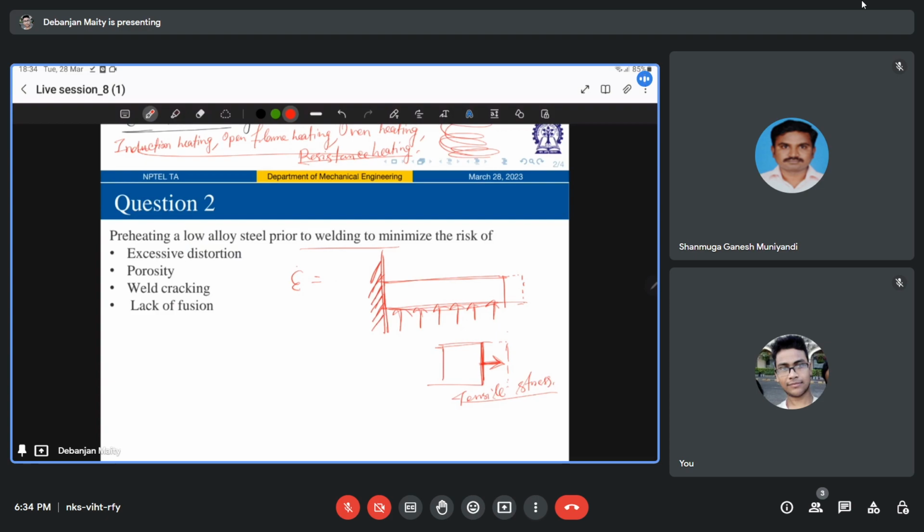It will try to expand, but within the material itself, as the metal is experiencing this tensile stress, if you take this section, it will feel some compressive stress to compensate for that. So this kind of stress is called compressive residual stress.